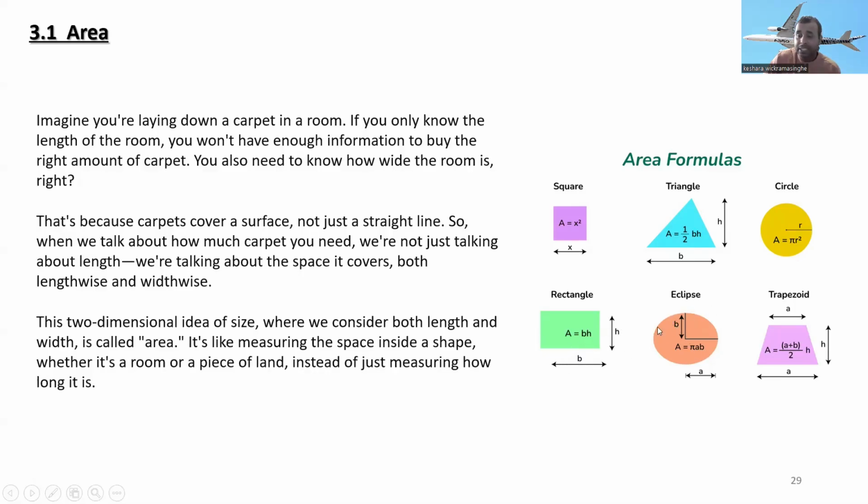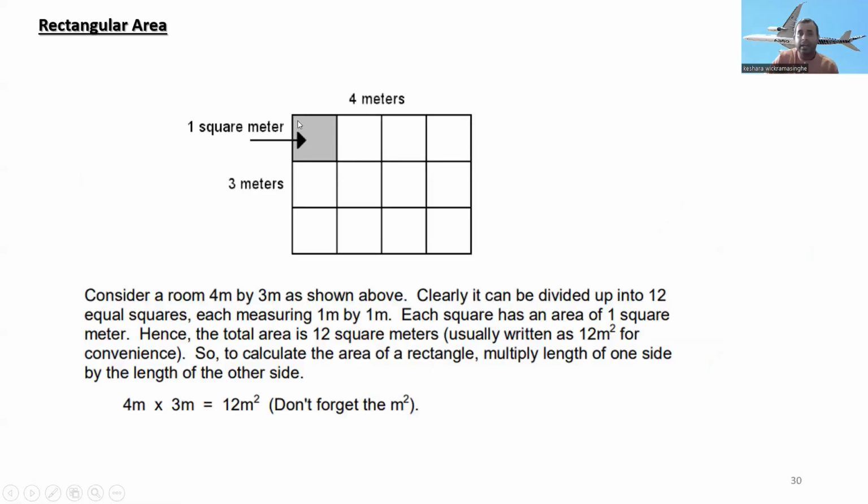The ellipse area is pi a b, where a and b are the semi-axes. And the trapezoid area is a plus b, divided by 2, into h. Now, the rectangular area.